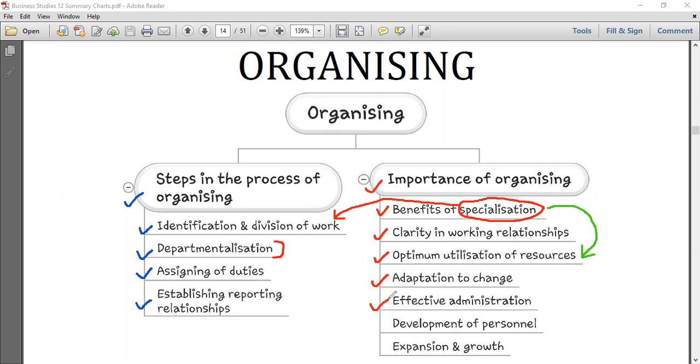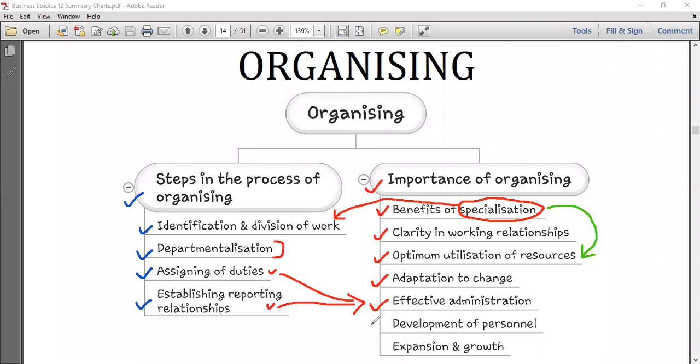Why will effective administration be there? Because we have assigned the duties to each and every post, and we have established the reporting relationship. So obviously these two functions will result in effective administration. हर पर्सन को पता है कि उसे क्या वर्क परफॉर्म करना है, और उसे ये भी पता है कि उसे कब और किसे रिपोर्ट करना है. अगर वो वर्क परफॉर्म नहीं करेगा तो उसे क्या उसका punishment मिल सकता है. So obviously these two functions, that is assigning of duties and establishing reporting relationship, result in effective administration in the organization, in the business firm.